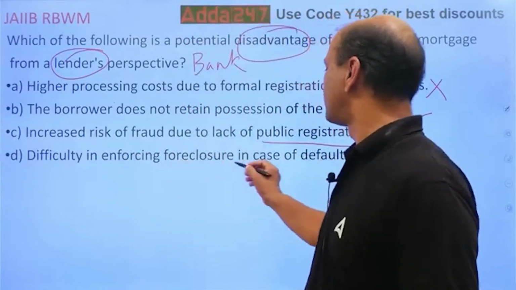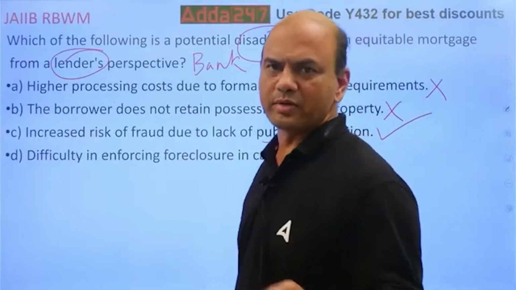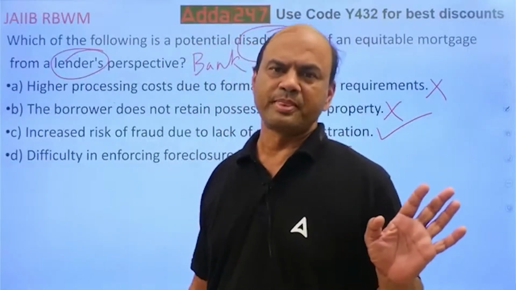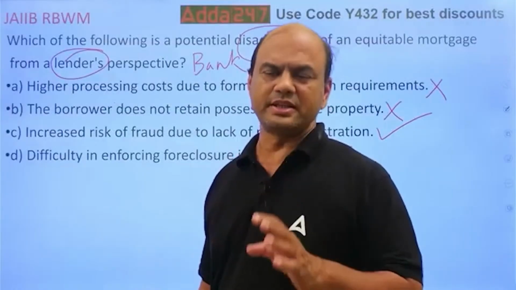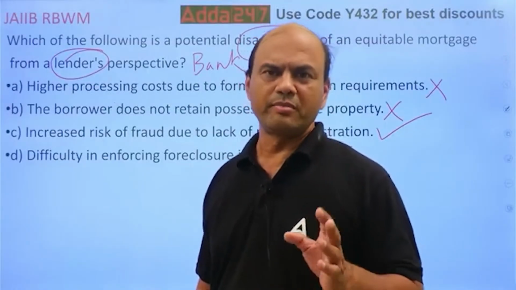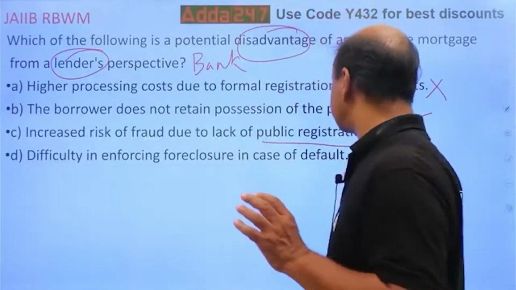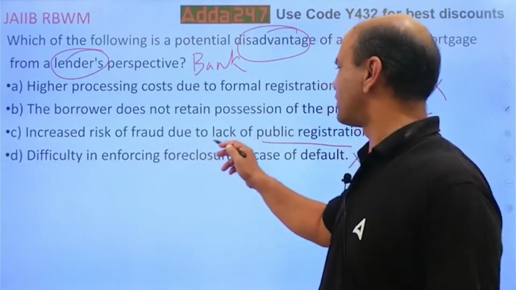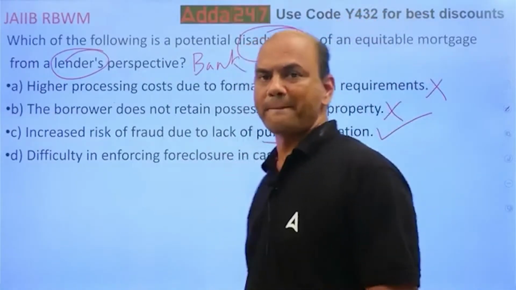Difficulty in enforcing foreclosure in case of defaults. It's not there, let it be any type of mortgage. Courts have given the clear jurisdiction that once it is a mortgage, let it be equitable or registered or anyone, the bank has a right if it's a default. So this is also out. Only this is in: increased risk of fraud due to lack of public registration.